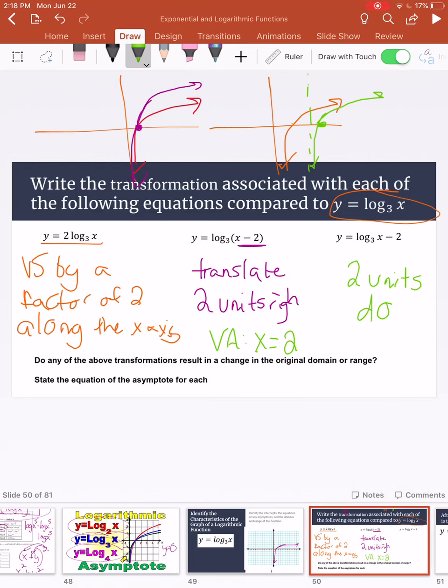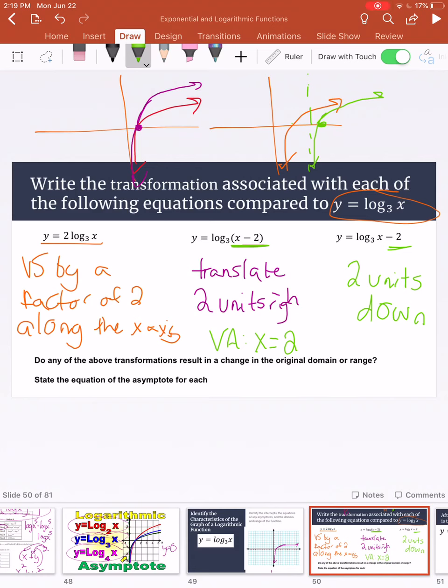Right? And the key difference here is the last question we did, you were replacing the x with x minus 2. That's why it's a horizontal translation. Here, you're just tacking it on into the end of the expression. So it ends up being that k value that we talked about in the first unit. So it's a vertical translation.